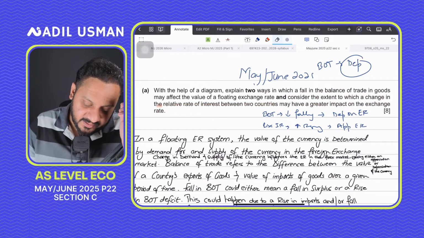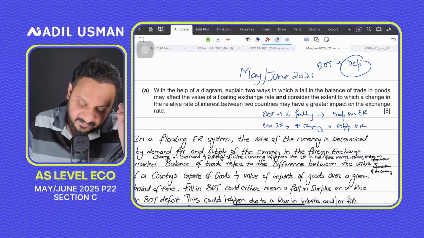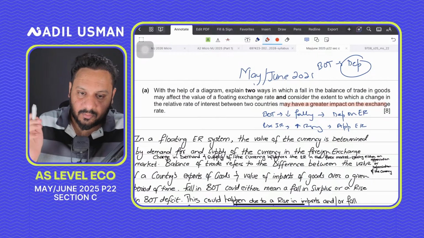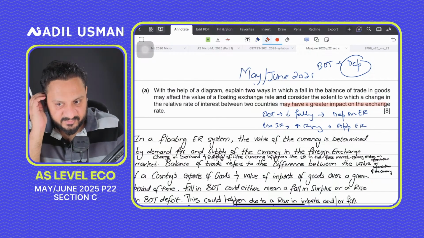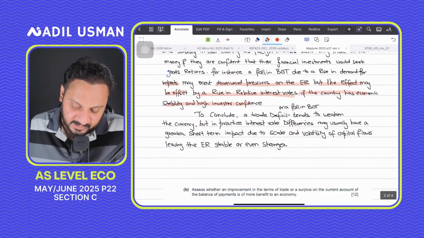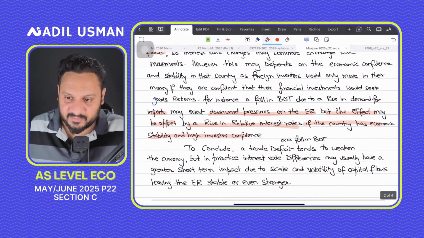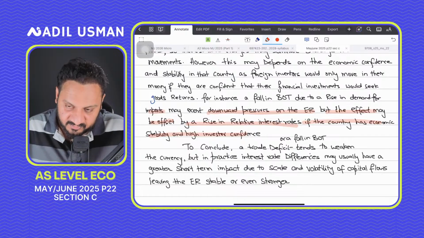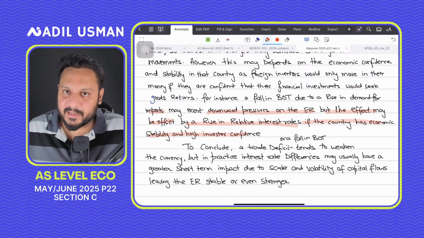And that was exactly what the question was asking: consider the extent to which a change in the relative interest rate between two countries may have a greater impact on the exchange rate. So the extent, yes, it will have a greater impact on the exchange rate, especially considering that your country has economic stability and the country's investor confidence is also high. In the end, you will write a conclusion.